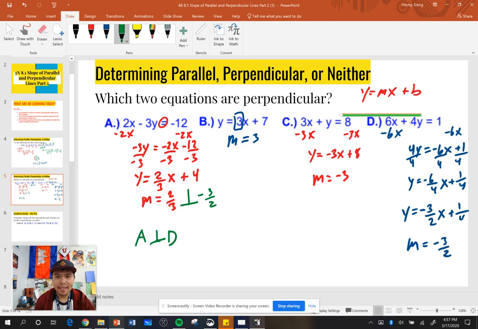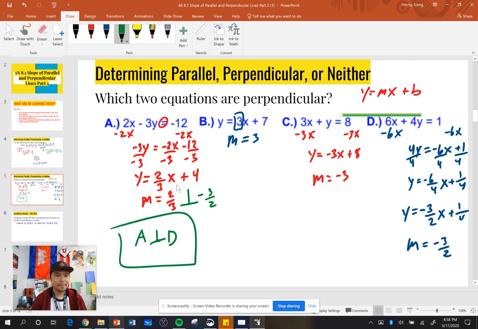Look at B and C. Those do have the same number, and they're opposites of each other, but they're not perpendicular because, why? Because they're not reciprocals of each other, right? So this is the only one that's perpendicular, all right?